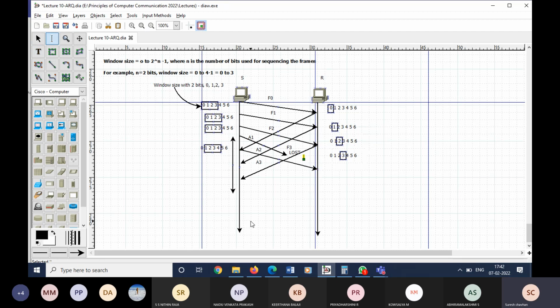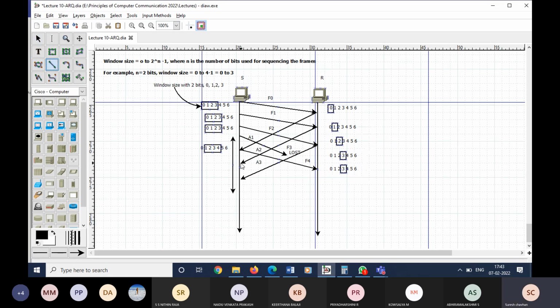Very interesting one, just listen. F4 comes here, but the receiver is waiting for F3. F3 has not reached it, but it is waiting for F3. F4 will come, but it won't accept F4 because it is expecting F3. That's the reason this packet will be lost here.